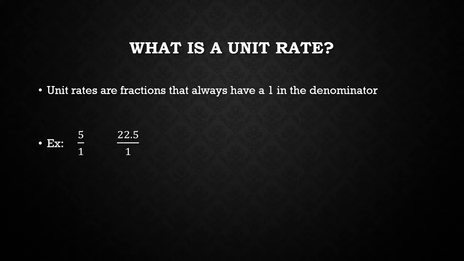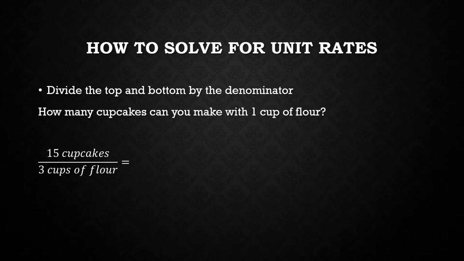A unit rate is a fraction that will always have a 1 in the denominator. So in order for it to be a unit rate, it needs to have this 1 in the denominator here. Like you can see in both of our examples, there's a 1 in the denominator, which means that these are both unit rates. So a unit rate is always going to have a 1 in the bottom. If it does not have a 1, then it is not a unit rate.